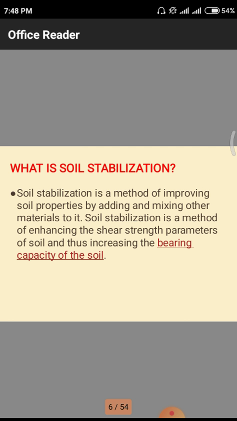Soil properties are improved by adding and mixing other materials to it. That means some quantities of additives. Additives means particles from other lands or industrial areas that we borrow, and we mix those materials with existing sand, existing rocks or any other matter. Nowadays we normally use fly ash for stabilization purposes.